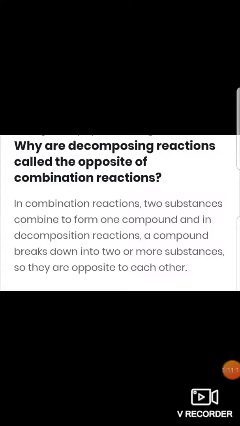So this is called the opposite of decomposition reaction and combination reaction.